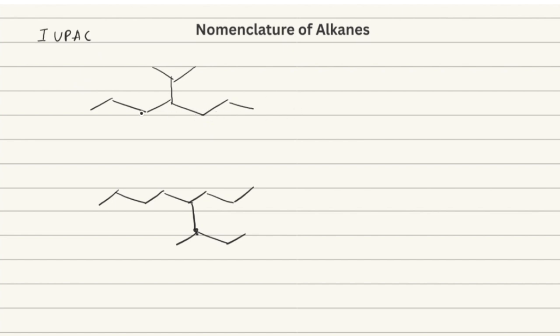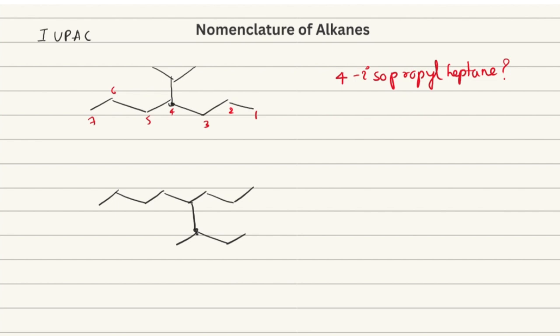Let's learn it here. First, we will name this molecule using isopropyl. So it is on the 4th position, right? So we can call this 4-isopropyl heptane. What is the proper IUPAC name of this molecule?